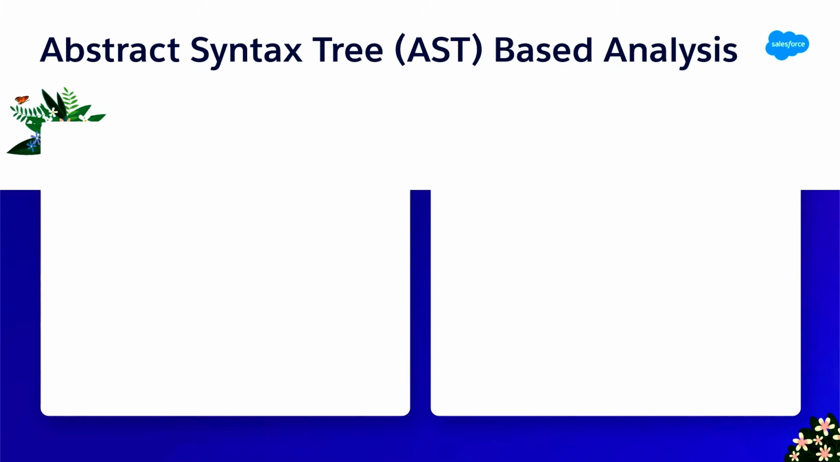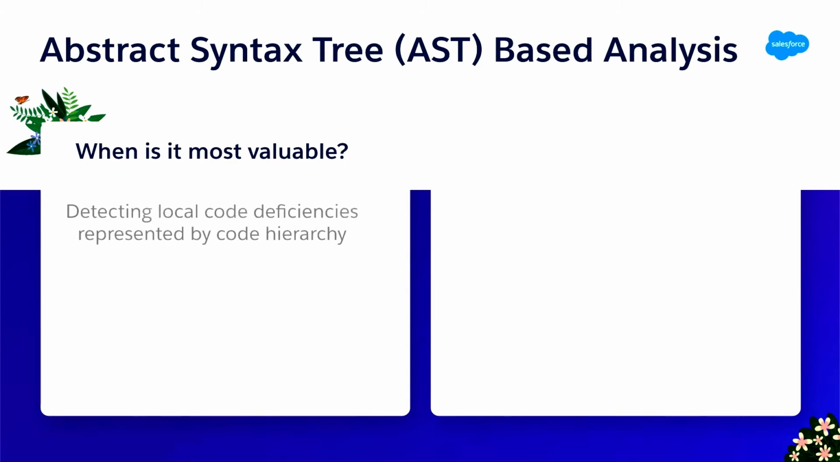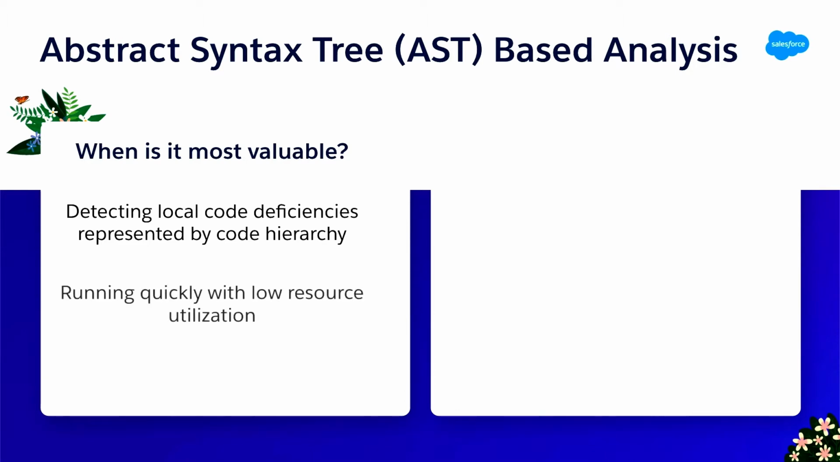So this is really cool. It can handle a lot of common issues, because a lot of these issues that we know about can be represented by a code hierarchy. For example, let's say we wanted to detect a performance issue wherein a DML statement is inside a for loop. That's it, it's a code hierarchy. It's easy to understand. It's easy to predict using an AST-based analysis. And also, these are just so quick. They are so light on the resources that you can run so much analysis in a very short period of time.